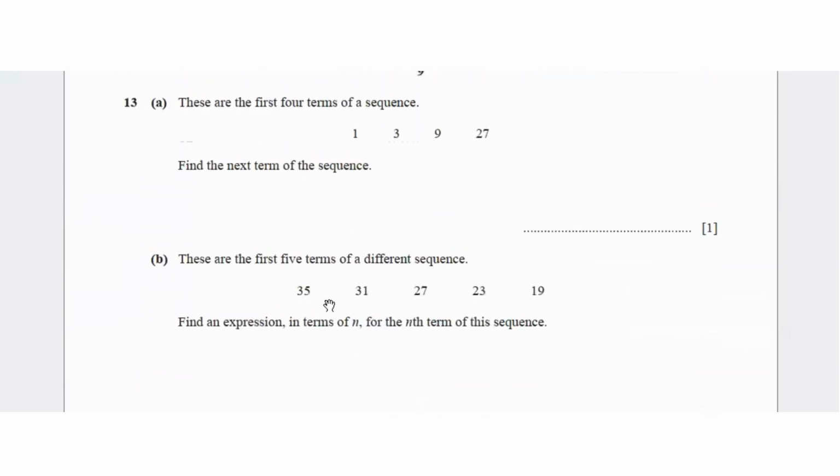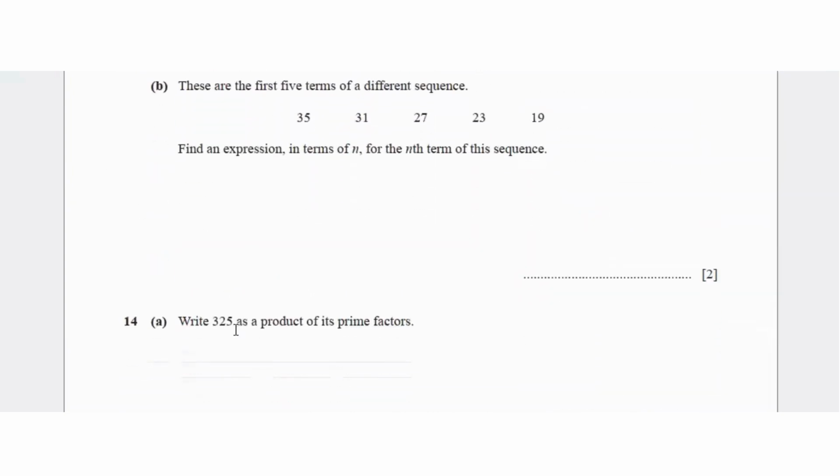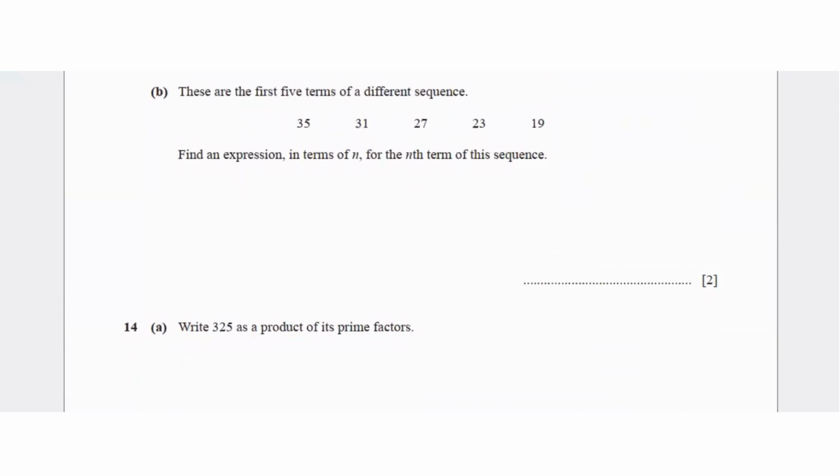Question 13 says these are the first four terms of a sequence. Find the next term of the sequence. So as you can see, if we multiply 1 by 3, that gives us 3. 3 times 3 gives us 9, and 9 times 3 gives us 27, which means for the next term, we do 27 times 3, which gives us 81.